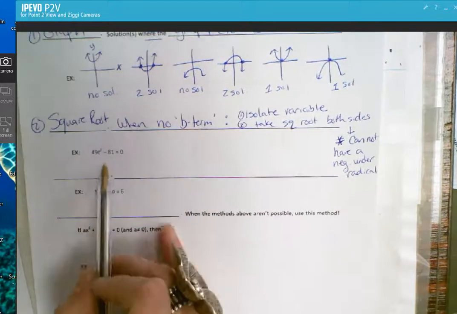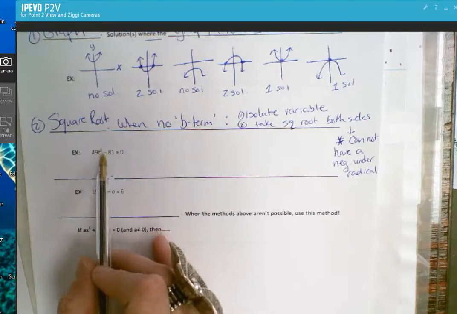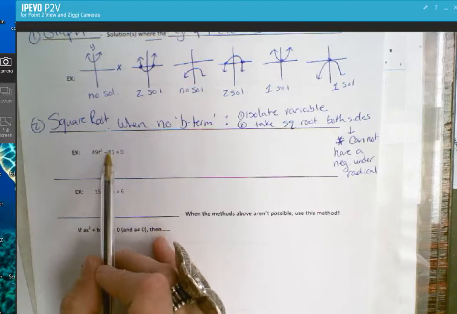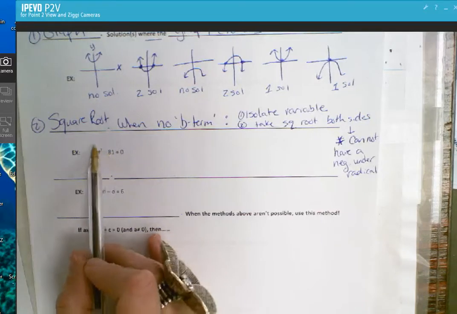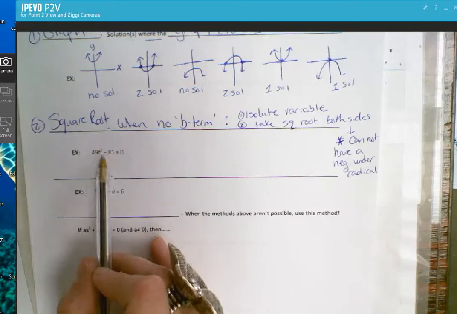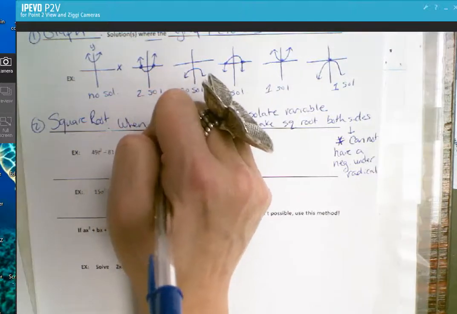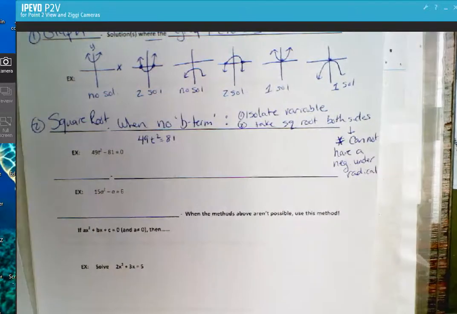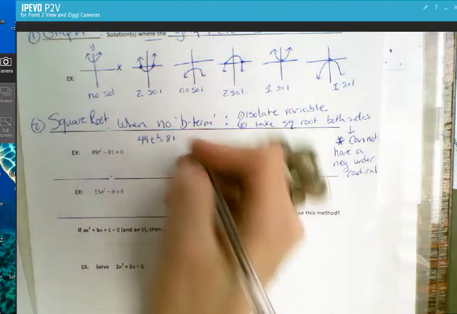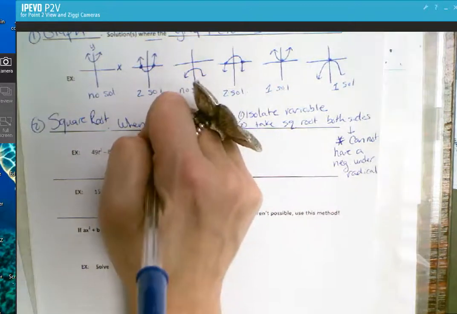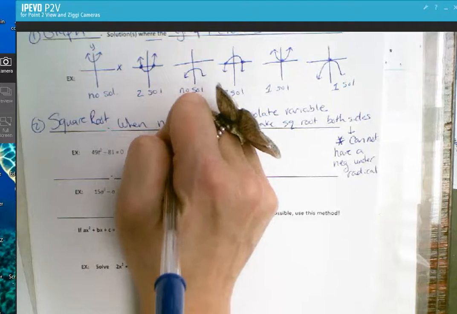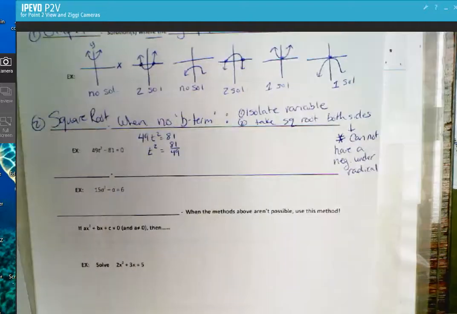In order to start getting the variable isolated, you can see I have no b term. There's no t by itself in between. I start to isolate the square, so that means I need to add 81 to both sides, and I get 49t squared equals 81. I just added 81 to both sides. In order to get t by itself, inverse operations tells me to divide. So I get t squared equals 81 divided by 49.